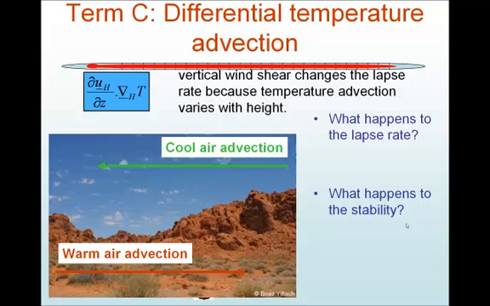That means that the temperature with height will decrease over time, and so this represents an increasing lapse rate, because remember gamma is minus dT/dz, and because we increase the lapse rate, we have cold air advection over warm air advection. We're decreasing the stability, making the layer more unstable over time.